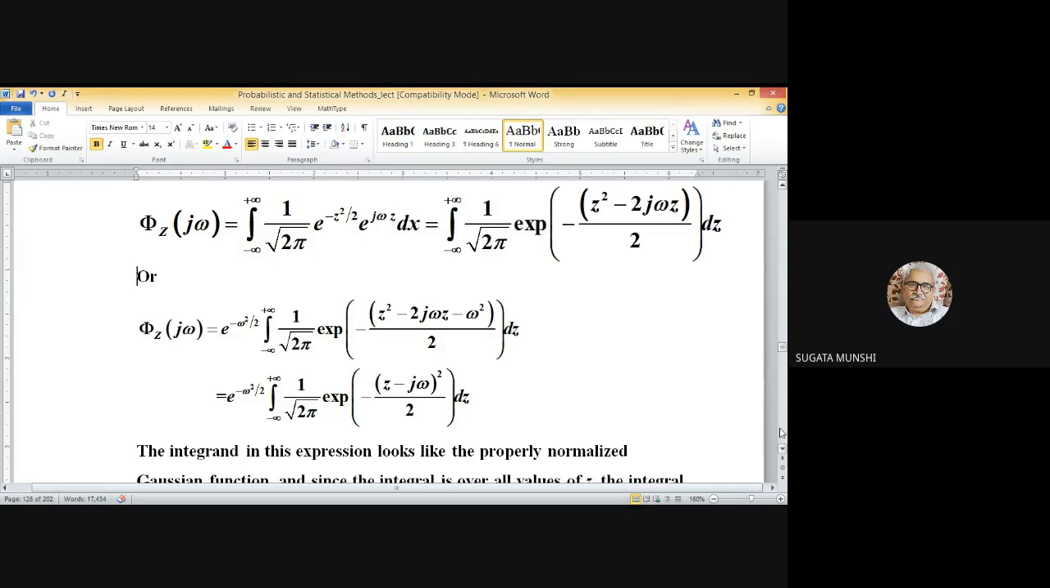Now have a look at the integrand. It's akin to a properly normalized Gaussian function, and because you're integrating over all possible values of z, the result of this integration will be 1. So if that is true, then phi z j omega will be equal to e to the power minus omega square by 2.